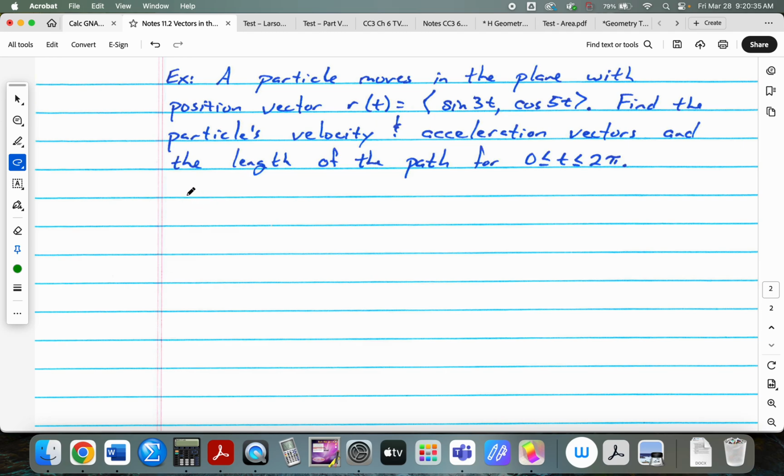All right, so v of t is going to be 3 cosine 3t, comma, negative 5 sine 5t. Oh, and it just asks you for the vector. Okay, so then the acceleration vector, a of t, is going to be negative 9 sine 3t, negative 25 cosine 5t.